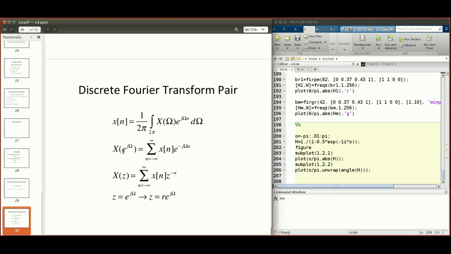In the previous lesson, I was using big omega as the independent variable, but here I'm writing it as e to the j omega. It's actually the same function, I'm just changing the notation a little bit. That's the forward Fourier transform.